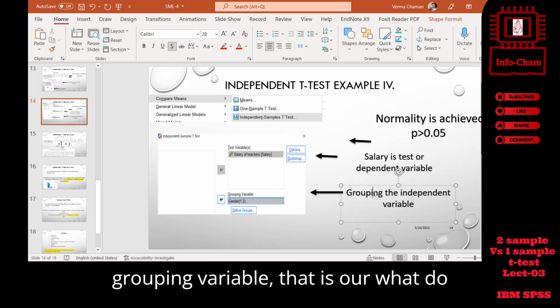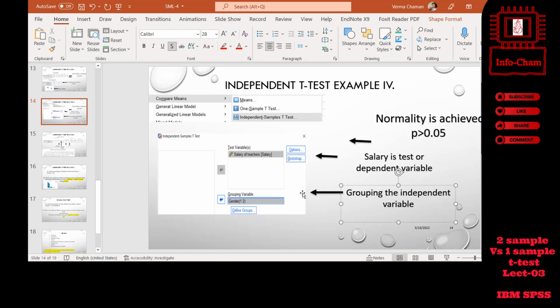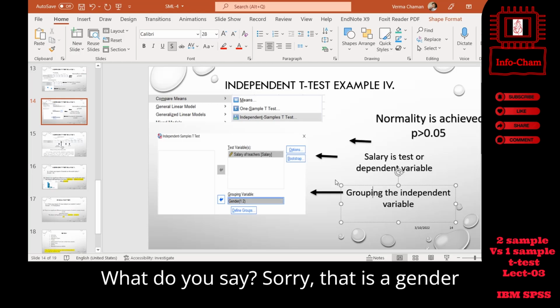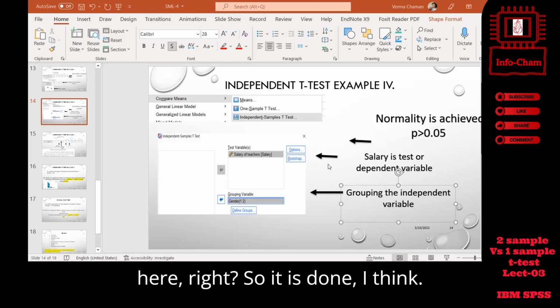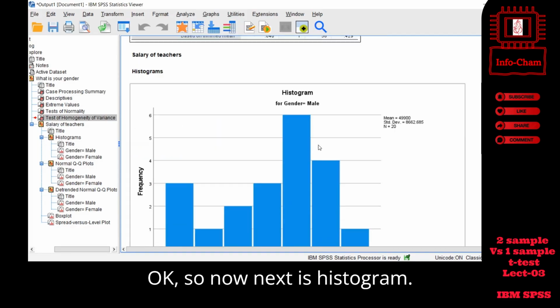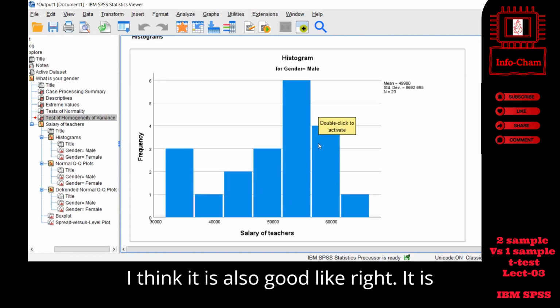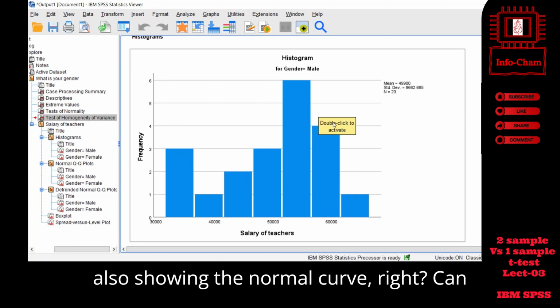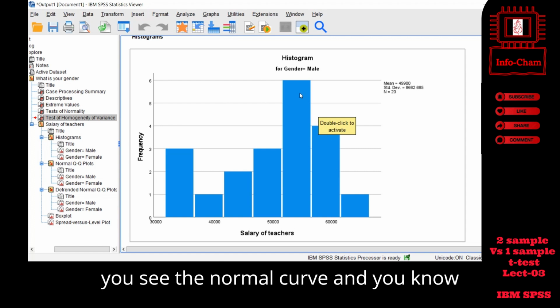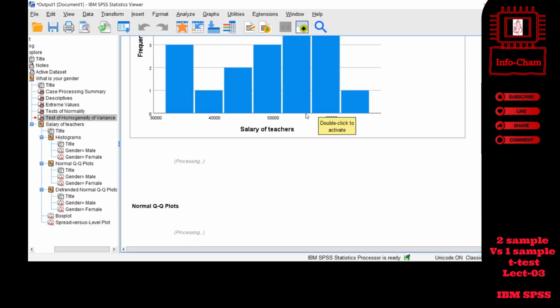And the grouping variable, that is the gender here, right? So it is done, I think. Okay, so now next is the histogram. I think it is also good, right? It is also showing the normal curve. Can you see the normal curve? And you know very well how to use a normal curve.